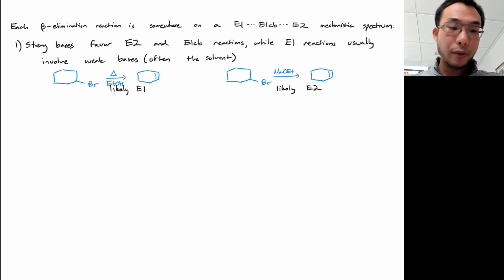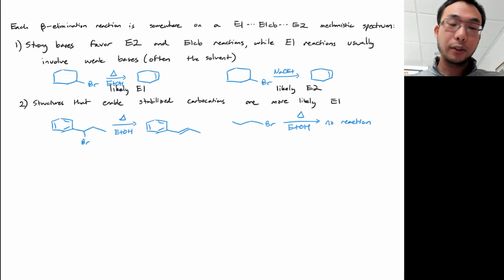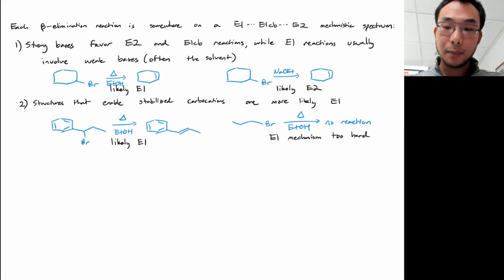And so if we're thinking about the E1 reaction, the key step, or the rate determining step, was to make a carbocation. And so naturally, it should make sense that structures that can stabilize a carbocation are going to be a little bit better at doing an E1 reaction. So for example, here I have a situation where if the bromine were to leave spontaneously, I would have a stabilized benzylic carbocation, versus here I would have a primary carbocation. And so what that means is that likely I would have an E1 reaction in the first case, and almost no reaction in the second case, because an E1 mechanism would be too hard, and I don't really have a strong enough base to do an E2 reaction.